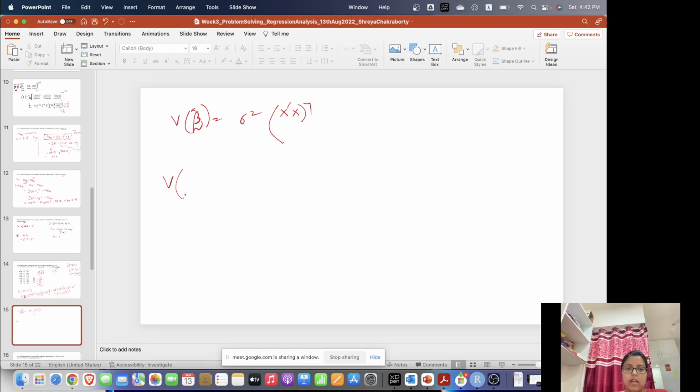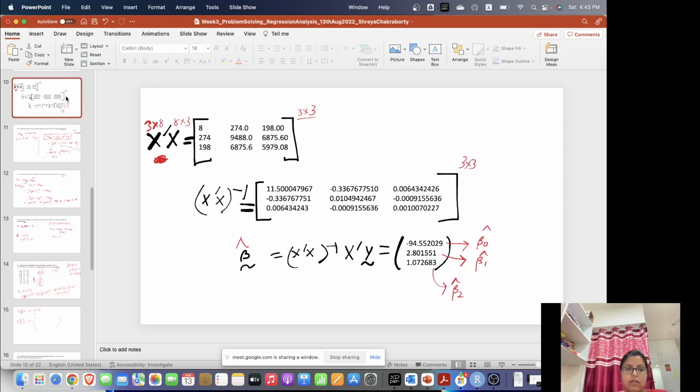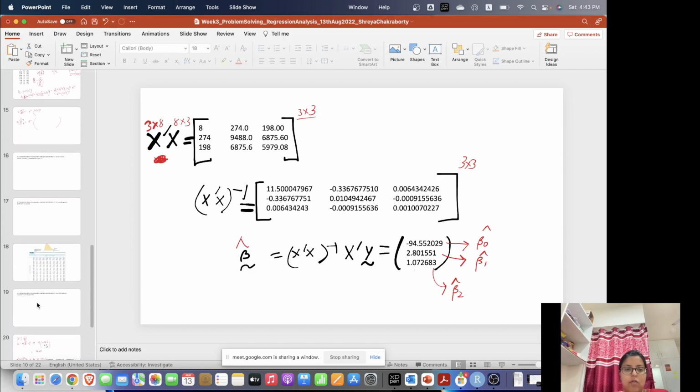So in this case, variance of beta hat would be sigma square into this matrix that we had. Now if you look carefully, this is the variance covariance matrix of the estimated betas, where the diagonal elements are the variances and the off diagonal elements are the covariances. Like for example, this is the variance of beta naught hat, and this one is the covariance between beta naught hat and beta 1.